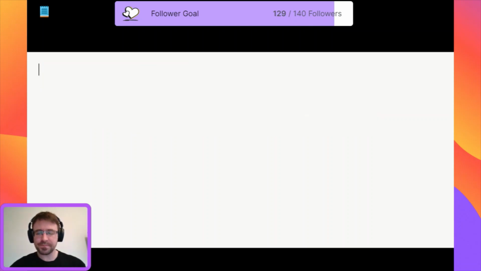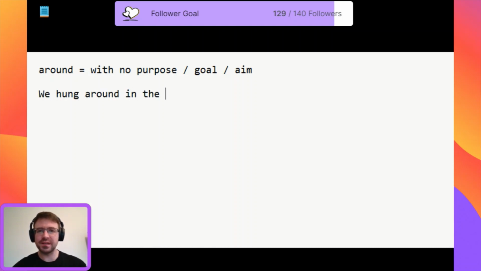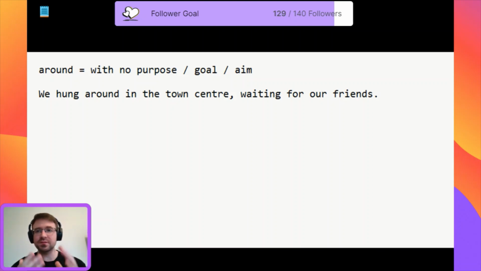Then we have two more. The next one is around. It's very typical. And we use around to show that we have no purpose, no goal, no aim, no reason for doing something. So you can say, for example, we hung around in the town centre waiting for our friends. So here, hung around, from the phrase hang around, meaning, again, just to do nothing, just standing there, no purpose, no goal, just waiting, waiting, waiting. And so this is what around usually shows.